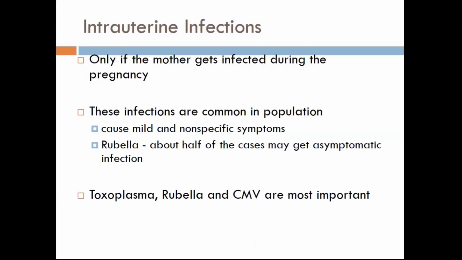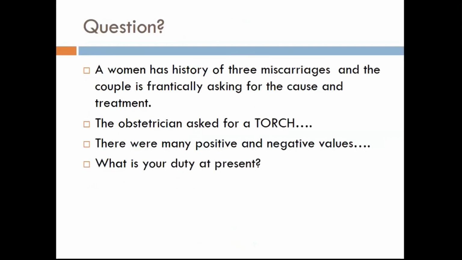Remember that only if the mother gets infected during pregnancy does intrauterine infection occur and the baby might have the infection. These infections are common in the population and cause mild and non-specific symptoms, like rubella. About half of the cases may get an asymptomatic infection, so you might not find the mother with a rash. Toxoplasma, rubella, and CMV are the most important.